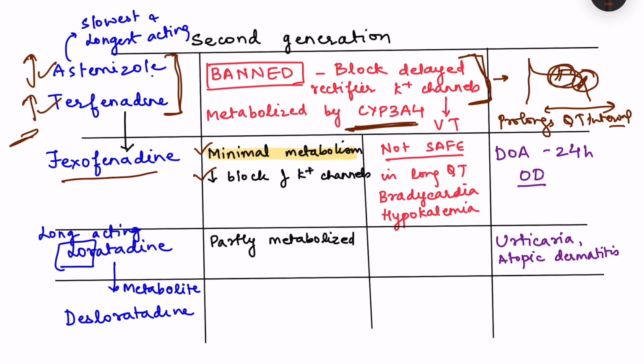But it is long acting and only once a day it can be used because the duration of action is 24 hours. Then another long acting drug is loratadine. So remember, loratadine, lo for long acting. Again, it is partly metabolized, not fully metabolized by this CYP3A4 enzyme. Then the derivative of loratadine, desloratadine, also we have, and these drugs can be used in urticaria and atopic dermatitis.